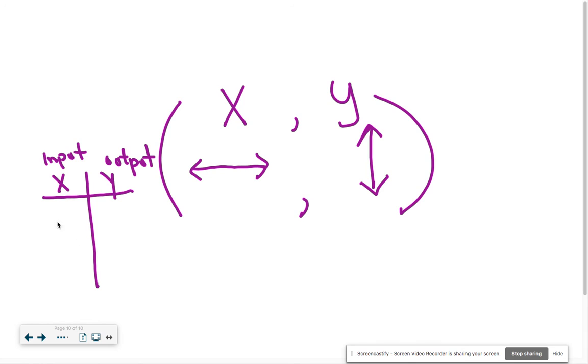You can actually take those input-output tables and you can start graphing them on a graph. If you need to rewatch the video, please do. Work on the worksheet or the digital practice and ask for help if needed.